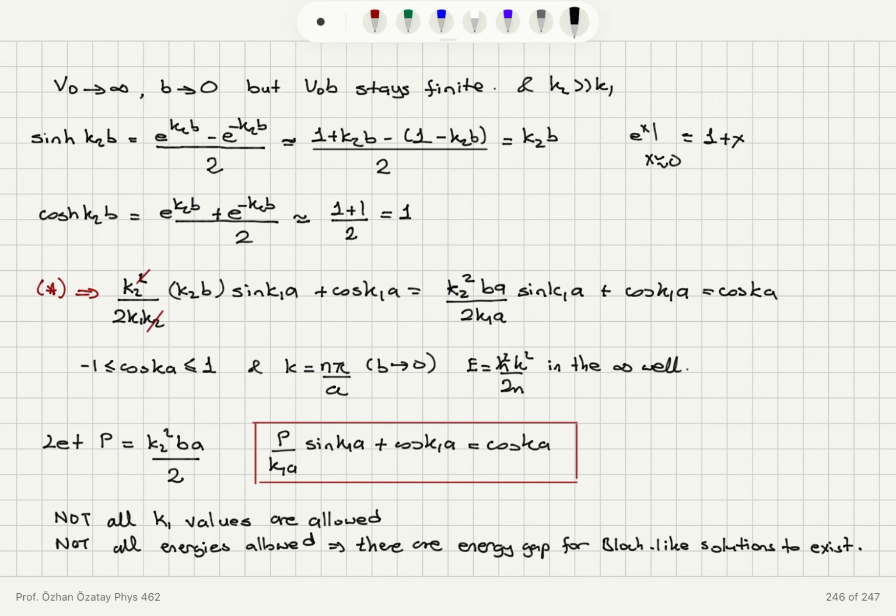So if you say that P is equal to k2 square ba over 2, then we can say that these solutions have this form: P divided by k1a sine k1a plus cosine k1a equals cosine ka. So what this tells us is that not all k1 values are allowed and not all energies are allowed.